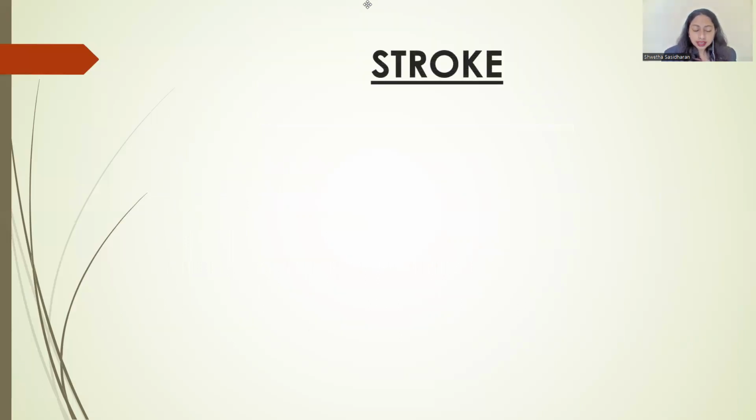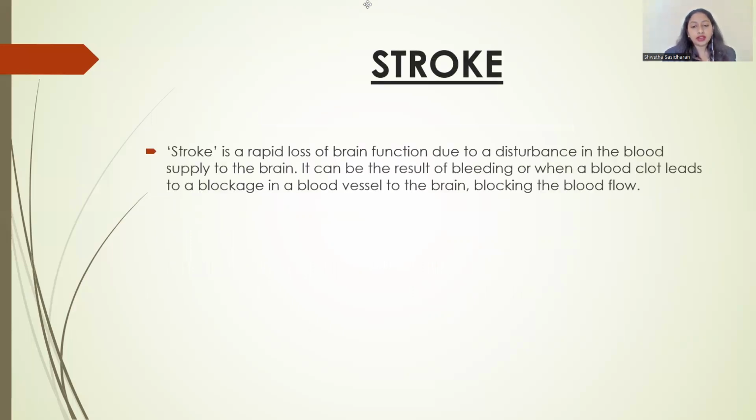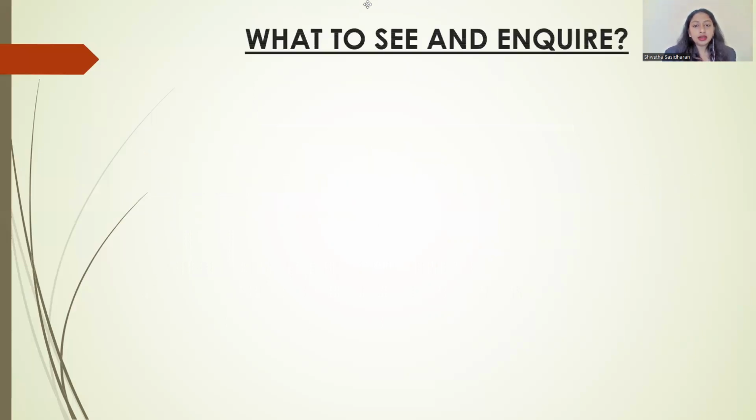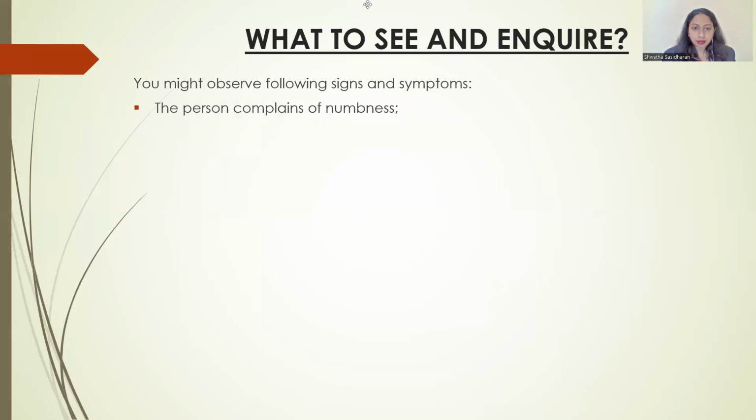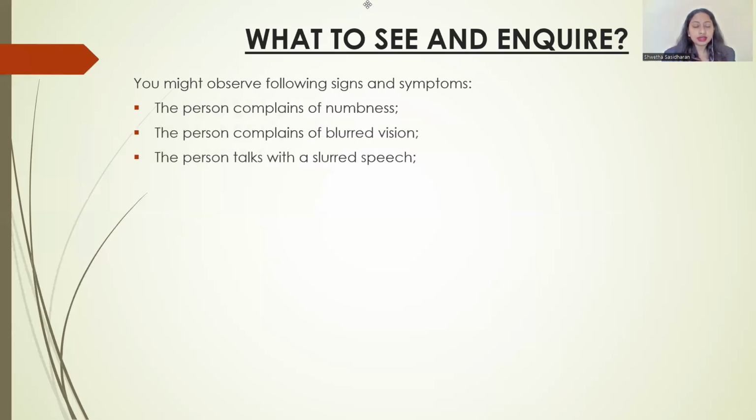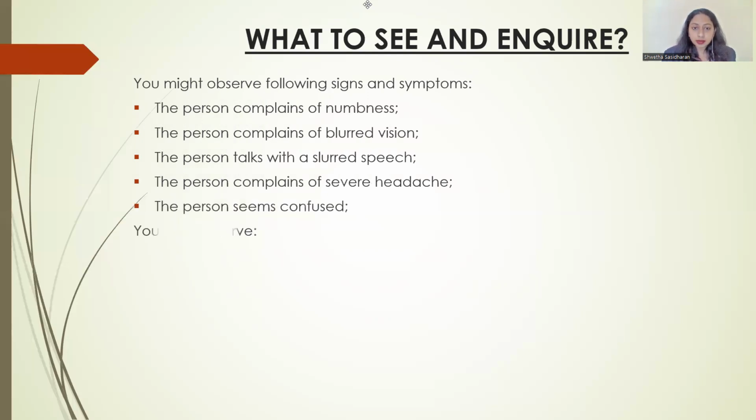Next, very important, is the stroke part. A stroke is a rapid loss of brain function due to a disturbance of the blood supply to the brain. It can be the result of bleeding, or of a blockage in the blood vessels to the brain. Here is what you have to observe and inquire about at this moment. You observe the following signs and symptoms. First will be a complaint of numbness, blurred vision, slurred speech, a severe headache, and the person seems very confused. In this kind of situation, you can make sure the person may have a stroke.